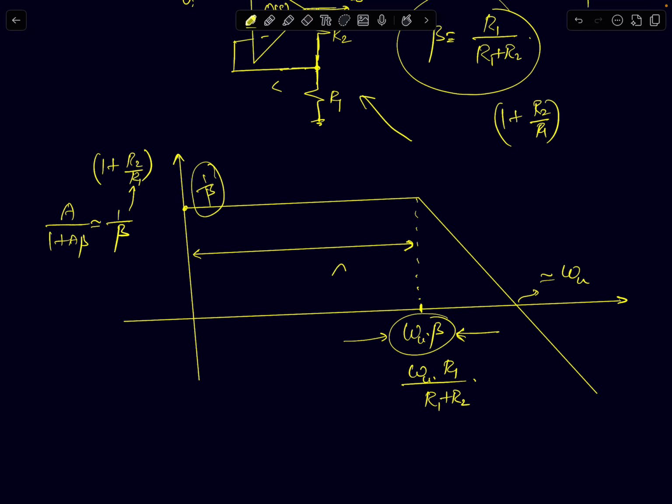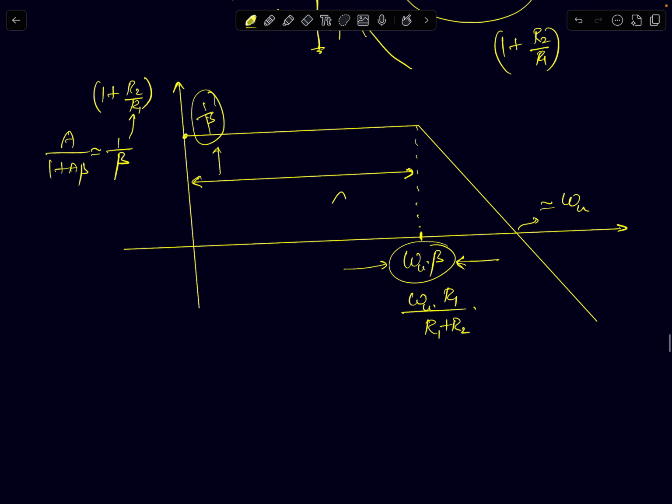Okay, the bandwidth or the frequency until which you get that high gain also decreases. So let's say you want this non-inverting amplifier to act like an amplifier for a wide range of frequencies. Let omega max be the maximum input signal frequency, then your UGB times beta has to be greater than omega max. Then your UGB has to be greater than omega max upon beta.